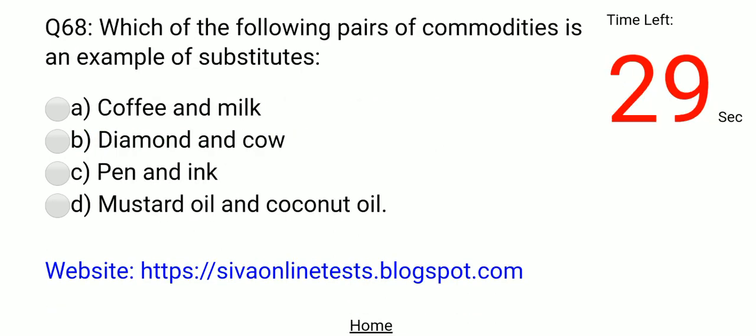Question 68. Which of the following pairs of commodities is an example of substitutes? Options. A. Coffee and milk. B. Diamond and cow. C. Pen and ink. D. Mustard oil and coconut oil.